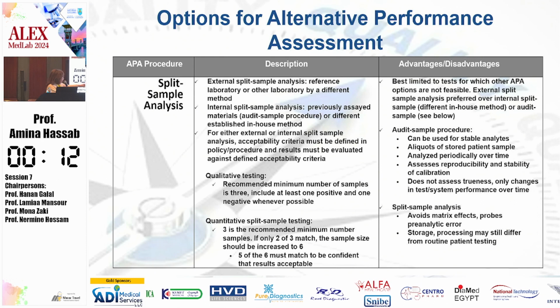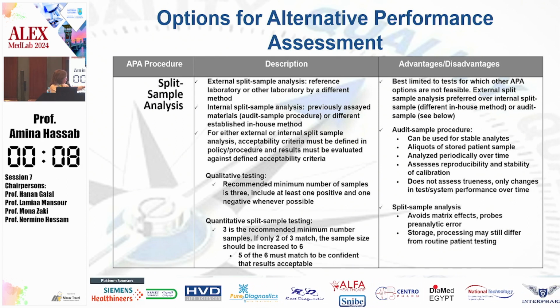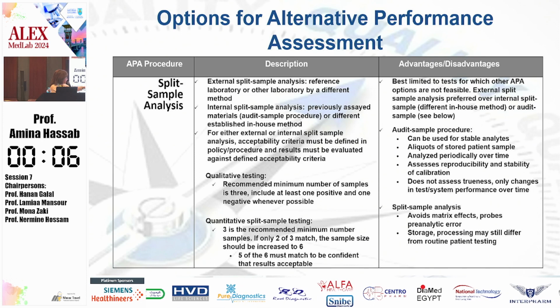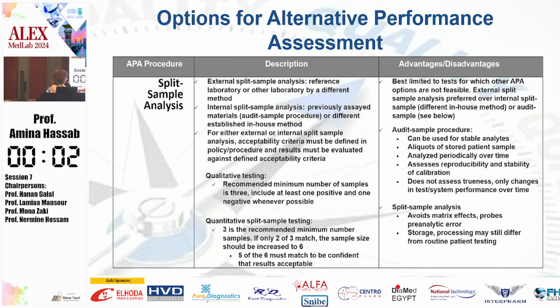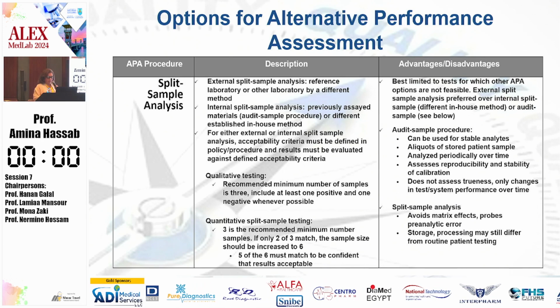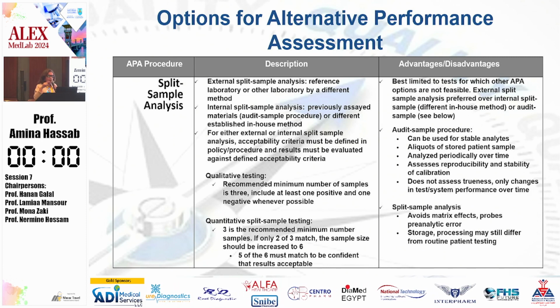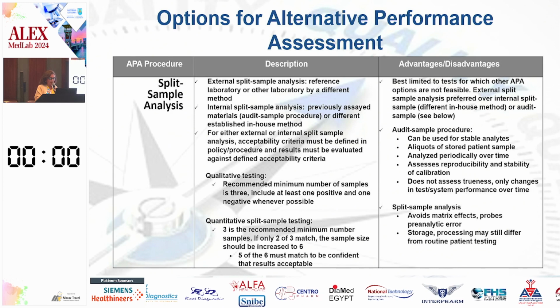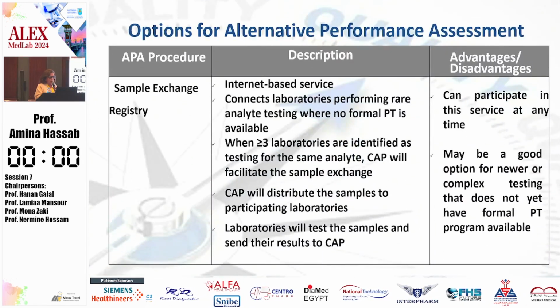See, 3 is the recommended minimum number. If only 2 of the 3 match, then the sample size should be increased to 6 samples to be compared with the other lab. 5 of the 6 must match each other. If the mismatching is more, then I have a problem and we have to investigate this problem. This is an important notification.